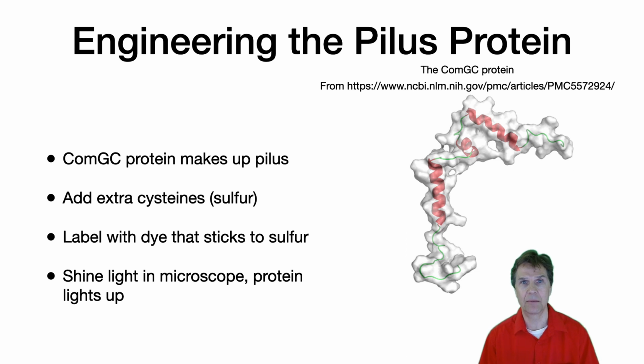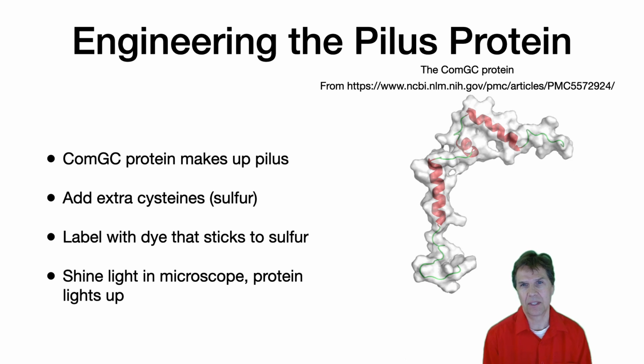A pilus is made up of protein units expressed by a gene called ComGC. These ComGC proteins then assemble into a long rod that makes up the majority of the pilus. You can see the ComGC protein and its structure on the slide. The trick was to engineer the ComGC gene and insert extra cysteine residues. A cysteine residue is an amino acid that has a sulfur element on it. By having these extra sulfurs in the protein, they could label it with a dye that sticks strongly to sulfur.